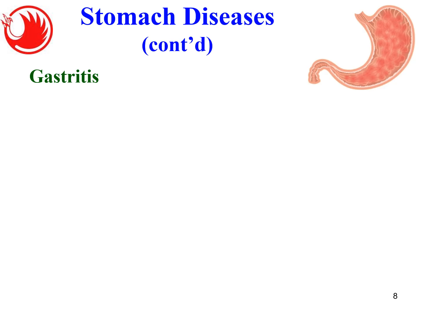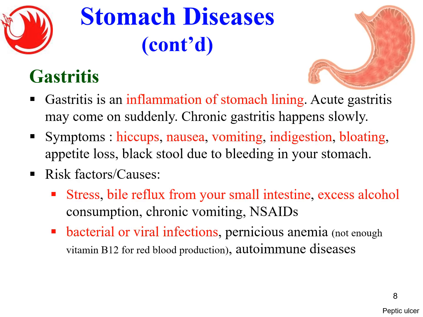Next, we look at another disease, gastritis. Gastritis is an inflammation of the stomach lining. Acute gastritis refers to inflammation that comes suddenly. When it happens slowly over time, it's called chronic gastritis. The symptoms would be hiccups, nausea, vomiting, indigestion, bloating, appetite loss, and black stool due to bleeding in your stomach. Take note that gastritis doesn't always have symptoms.